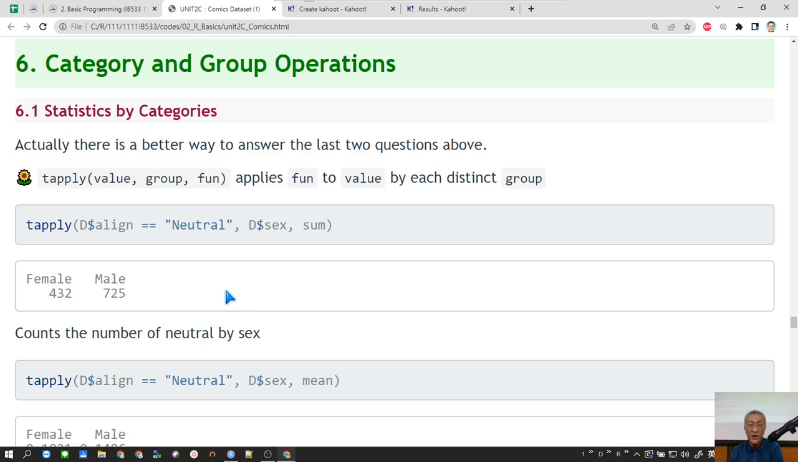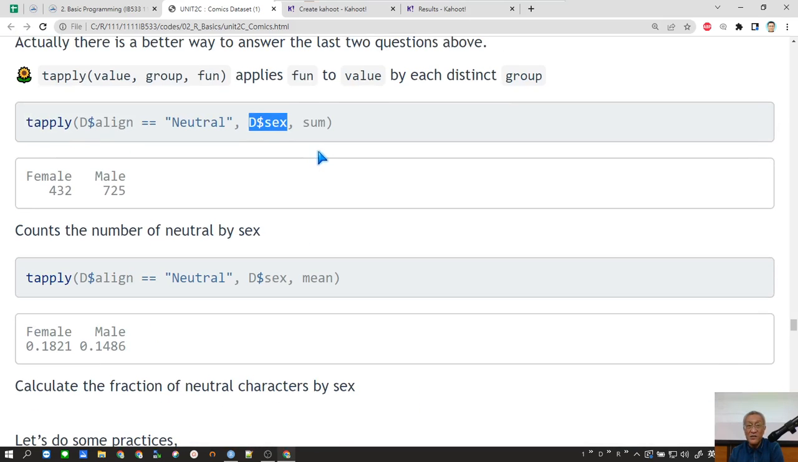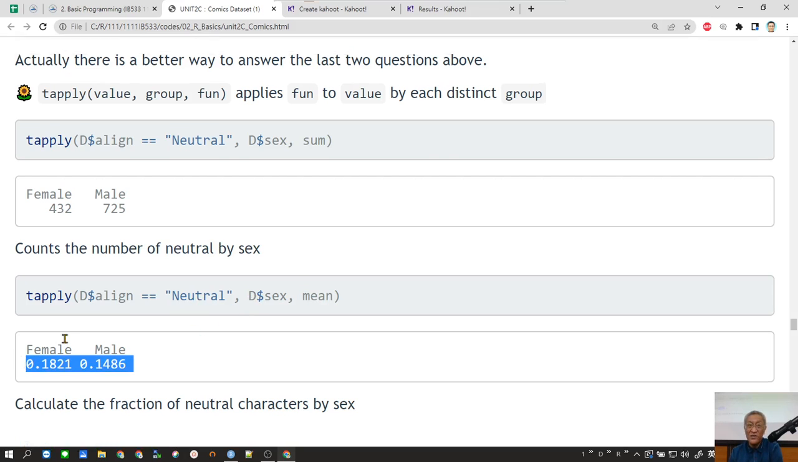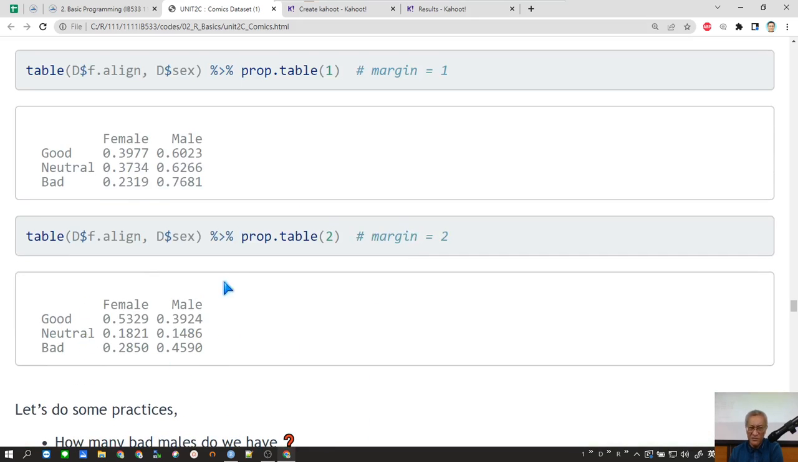Okay? So if I'm counting the number of neutral, right? I'm counting the number of neutral, I'm doing this, right? A line equal to neutral, and I sum it, right? I apply sum to this. And I want to apply sum to this vector by sex. Okay? So it basically counts the number of neutral, right? Count the number of neutral by sex. Okay? And in the same manner, if I change this sum to mean, I actually calculate the fraction of neutral given sex.